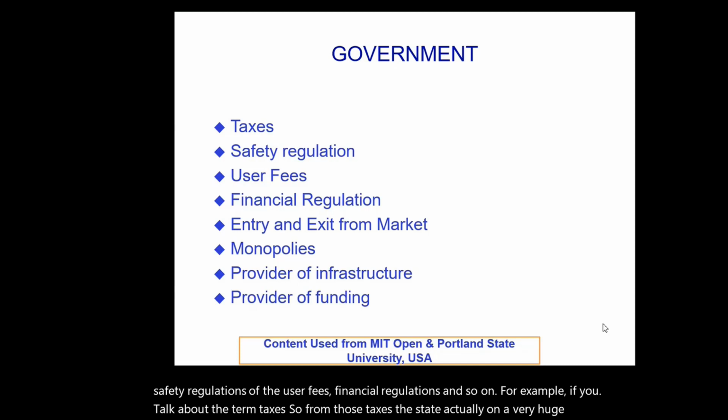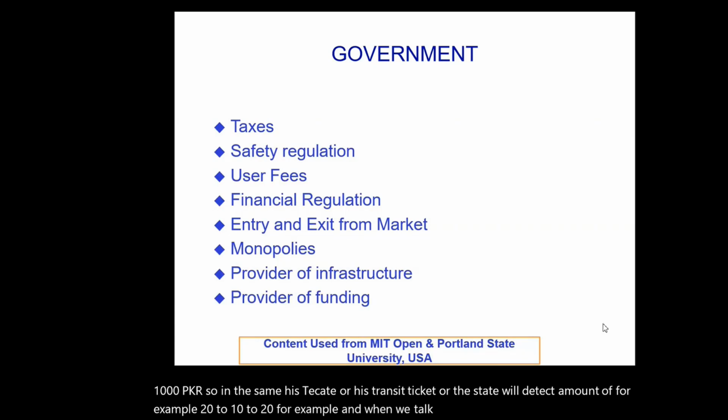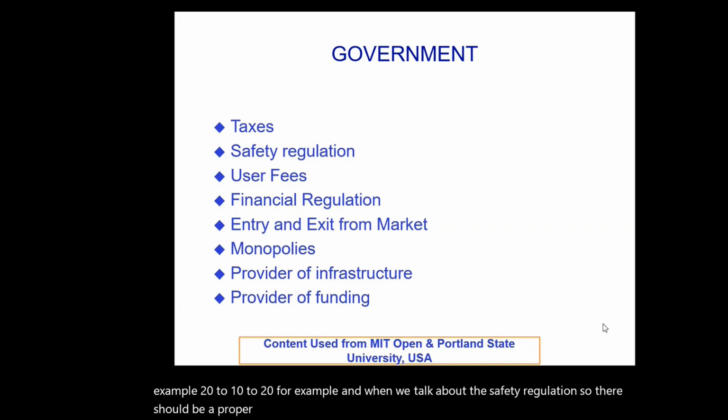Okay, for example, if someone is spending 1,000 PKR on his ticket or his transit ticket, the state will deduct an amount of, for example, 10 to 20%. And when we talk about the safety regulation, there should be a proper administration which should look after all those safety concerns.